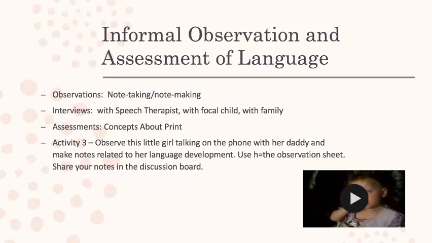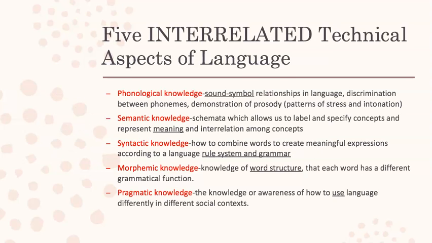So activity 3 is going to be to observe this child in this video, and I'm going to link the video under week 1 in content. Observe the child while she's talking on the phone with her dad and make notes related to her language development. So what can you observe? What can you observe in terms of those 5 interrelated technical aspects of language? So you can go back to this slide and look, what can you observe about her phonological knowledge?